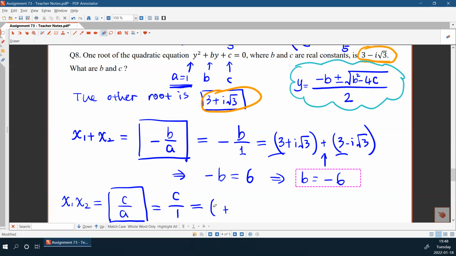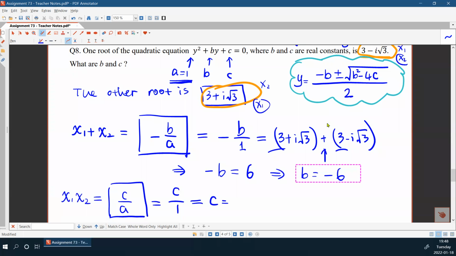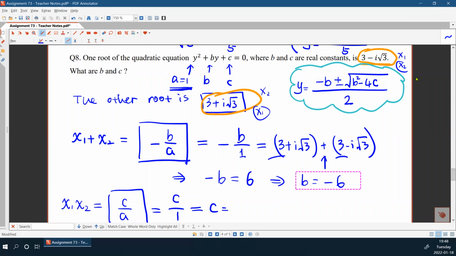Okay, C, of course it is C, but in order to solve C, you need to know something else, right? So suppose this is x1, this must be x2. Does not matter about the order, right? You can also regard this as x1, then this is x2. Understand? But if these two values are x1 and x2, then what is the product of x1 and x2? It's 3 plus root 3 plus, times.